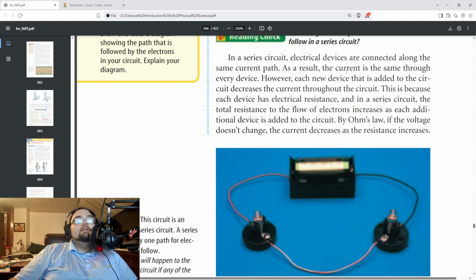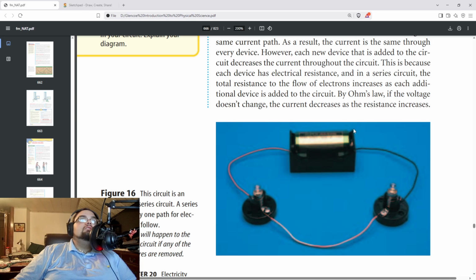In a series circuit, electrical devices are connected along the same current path. As a result, the current is the same through every device. However, each new device that is added to the circuit decreases the current throughout the circuit. This is because each device has some form of electrical resistance. And in a series circuit, the total resistance to the flow of electrons increases as each additional device is added. By Ohm's law, if the voltage does not change, the current decreases as the resistance increases. So what's this saying? You don't change the battery, you don't make it more powerful. The more stuff you add, the less good the flow is going to be. So you can't keep putting more and more and more on there.